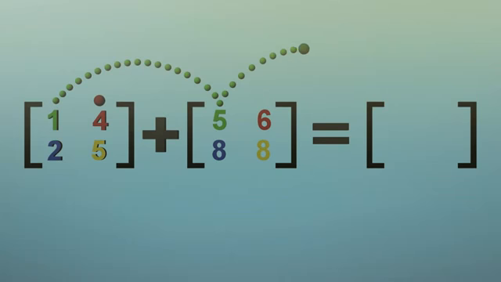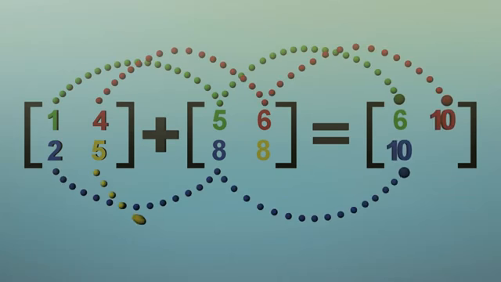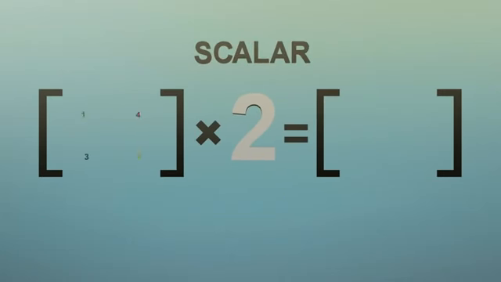Adding matrices is pretty simple. All you have to do is add the corresponding entries in the order they come. So the first entries get added together, the second entries, the third, all the way down. Of course, your matrices have to be the same size, but that's pretty intuitive anyway. You can also multiply the whole matrix by a number called a scalar. Just multiply every entry by that number.